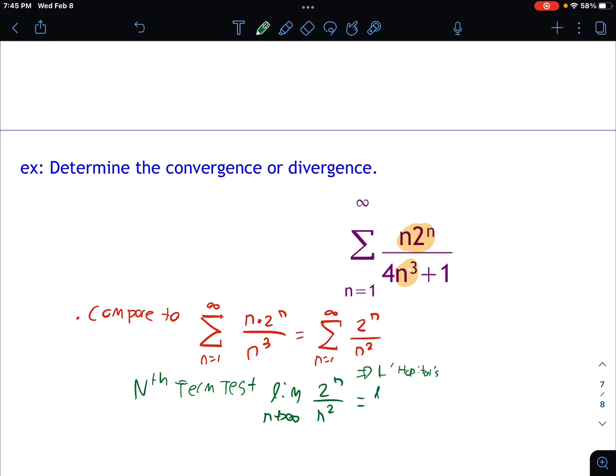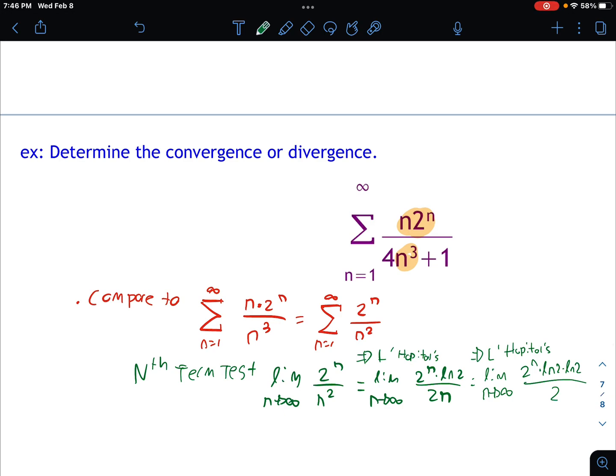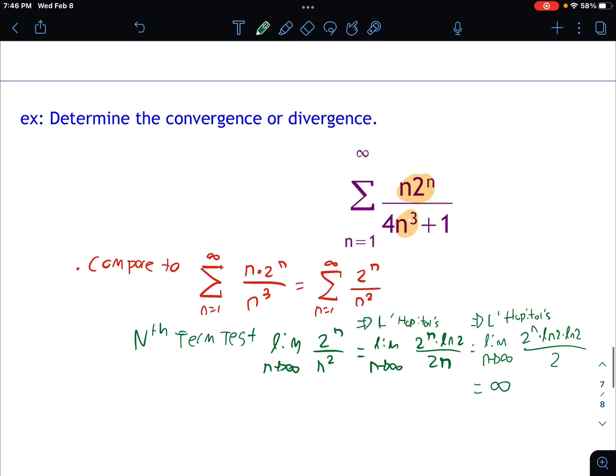Okay, and when we do this, we're going to get the limit as n approaches infinity of 2 to the n times ln of 2 over 2n. This is also going to give us infinity over infinity, so we have to do L'Hopital's rule again. And so what ends up happening is we're going to have the limit as n approaches infinity of 2 to the n times ln of 2 times ln of 2 over 2. And when we take this limit, we're going to have this approach infinity, which means that this diverges.